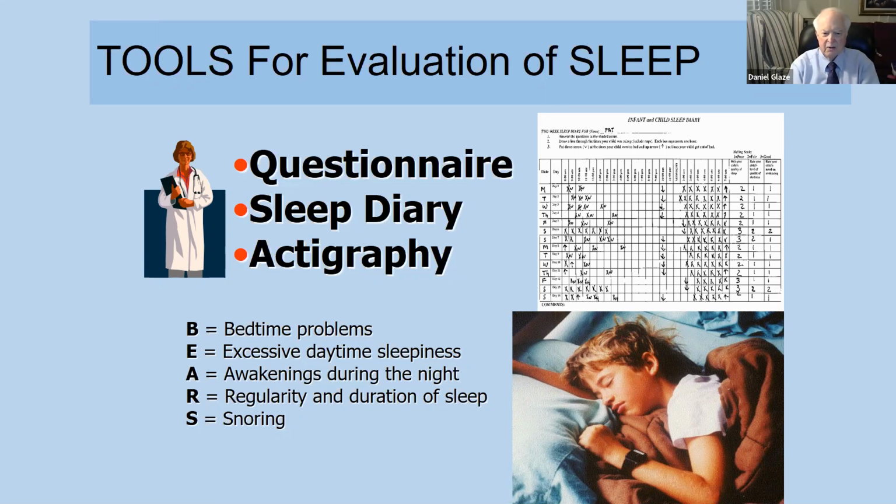A is for awakenings that occur during the night, and we're dealing primarily with awakenings that cause problems, that cause parent intervention, that are occurring frequently with difficulty for the child to put themselves back to sleep, every night or many nights a week. R is for how regular is the schedule, how regular and what is the duration of the sleep period. And finally, S: is there a history of snoring, along with a history of pauses in breathing during sleep?